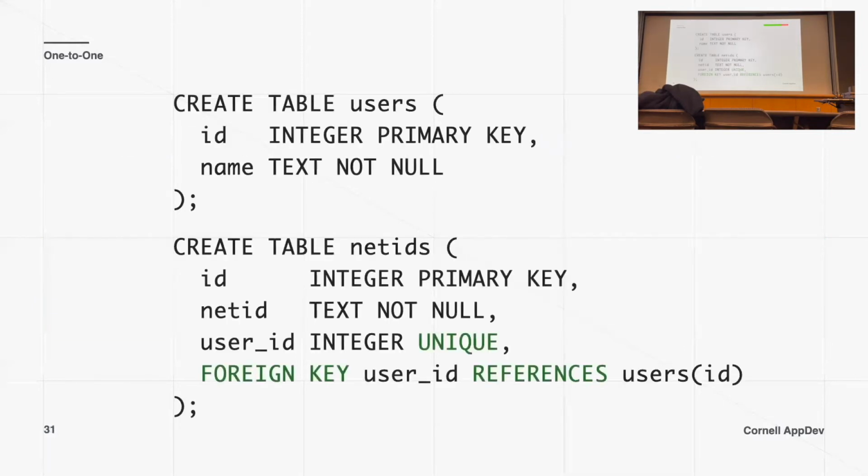So this is how we would represent this in SQL. We have our table users, which looks very familiar to us. We have our ID with integer primary key. We should also have an auto increment there. And the name field, which is text that's not able to be null.